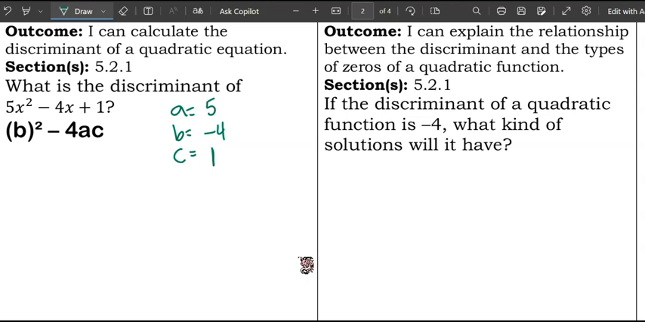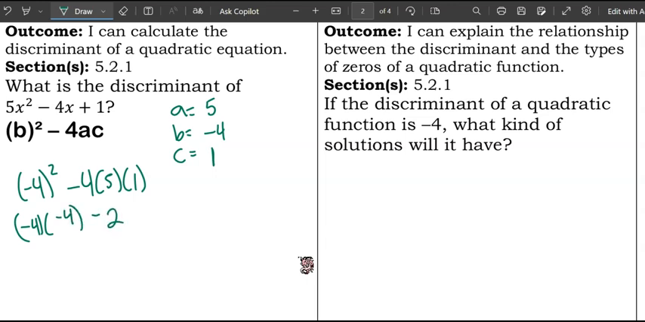We'll plug that into the formula. Negative 4 squared minus 4 times 5 times 1. 16 minus 20 is negative 4. We have a negative number. That means we're going to have two imaginary solutions.